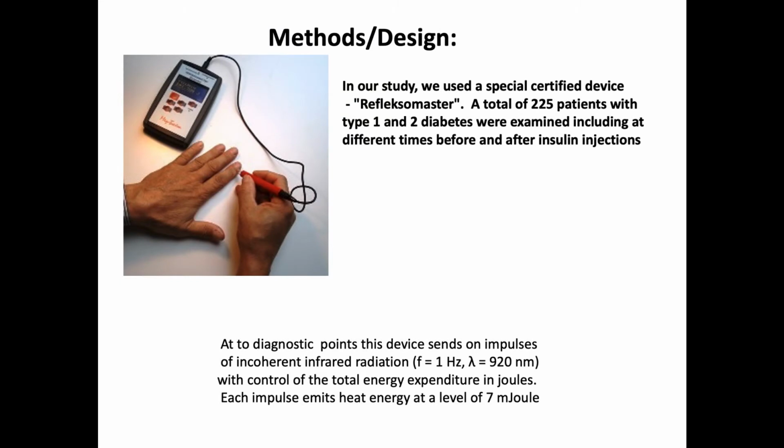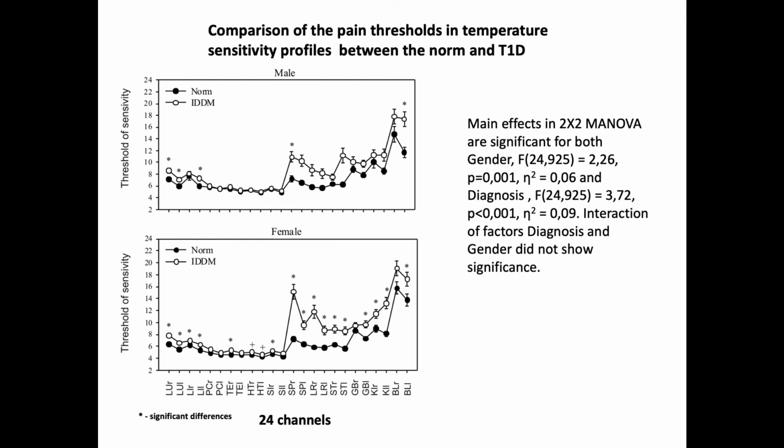In our study, we used a special certified device, Refleximaster. A total of 225 patients, with type 1 and 2 diabetes were examined at different times, before and after insulin injections. This slide shows the profiles of pain sensitivity for type 1 diabetes, in comparison with norm. On the x-axis, these are 24 channels, along the y-axis, the average number of thermal pulses along each channel.